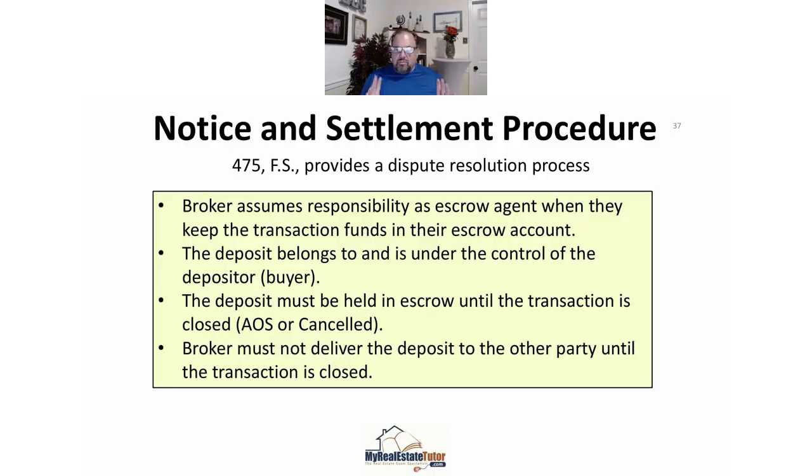Remember, the brokers assume responsibility for the escrow account, and that's where the transaction funds are kept. The deposit belongs to the depositor, or the buyer. It's just held by the listing broker in the escrow account. Again, the broker must not deliver the deposit to the other party until the transaction is closed or it's been agreed upon. Okay.